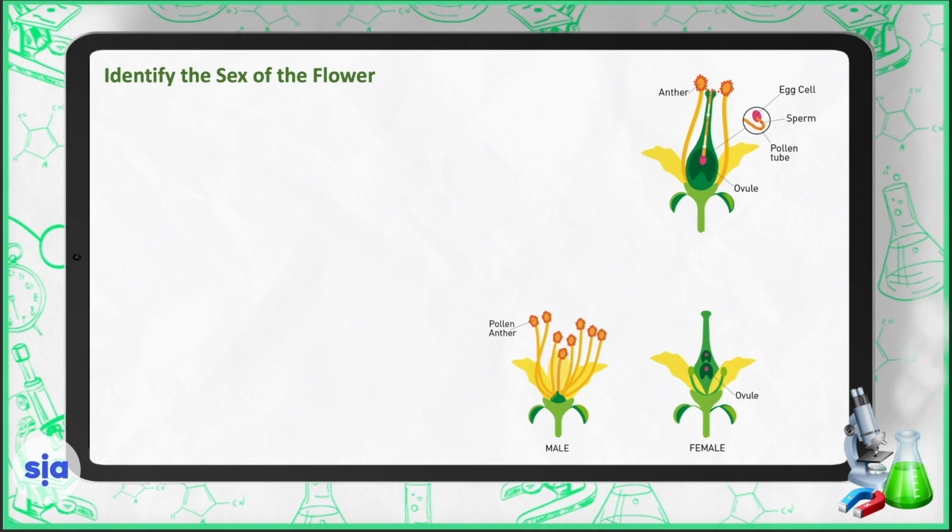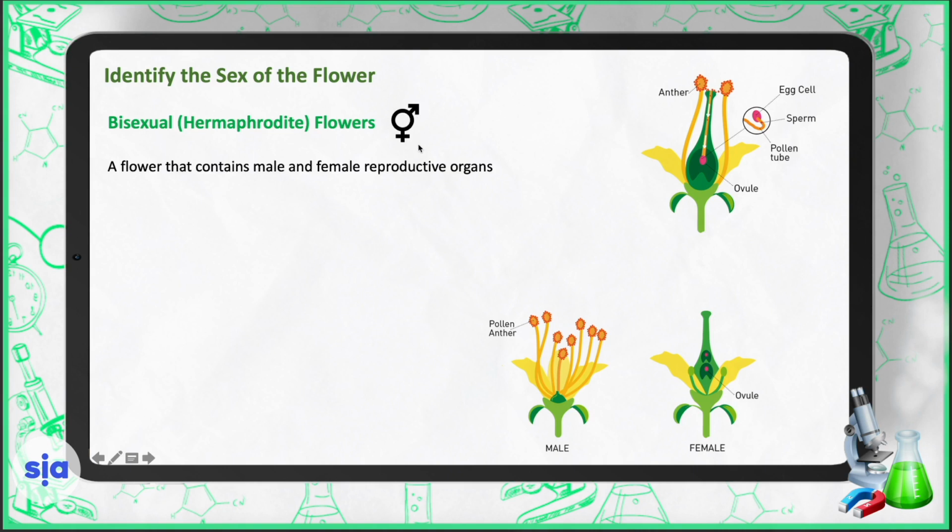Identifying the sex of the flower. There are bisexual or hermaphrodite flowers, and they are given the symbol, a female and a male in the same symbol. This is because the flower contains the male and the female reproductive organs. The one in the middle is the female organ, and these are the male organs. These flowers are called bisexual or hermaphrodite.